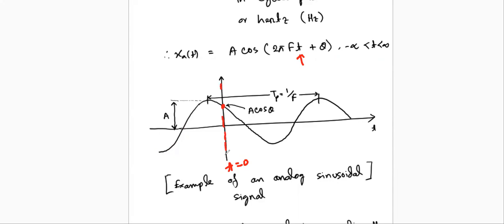At t equals 0, the value is a cos theta, and as you increase the value of t, you are going ahead in the positive direction. If you put t equal to a negative value, you are going in the negative direction as well. What is the distance between 2 peaks or 2 similar phases? In that case, the distance is Tp. T for the peak value is equal to 1 by f.